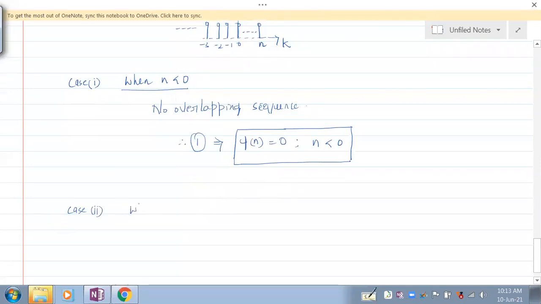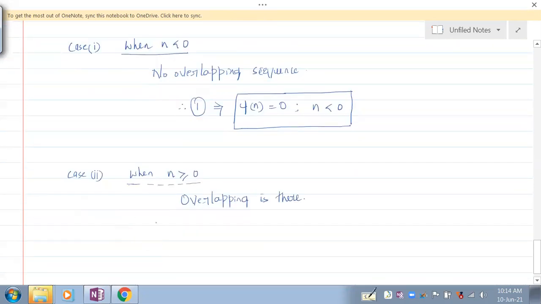When n is equal to or greater than 0 is the next case. Okay, the sequences are overlapping. Since overlapping is happening, what is the overlapping range? Therefore, the overlapping range is 0 to n.